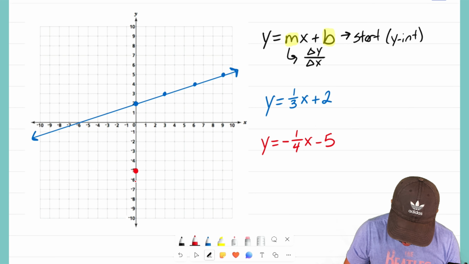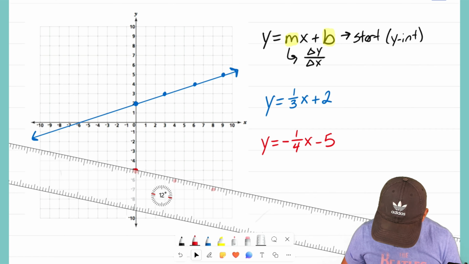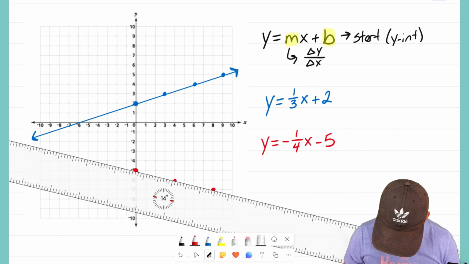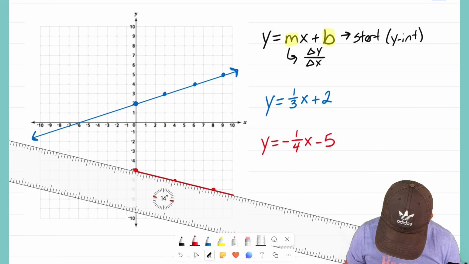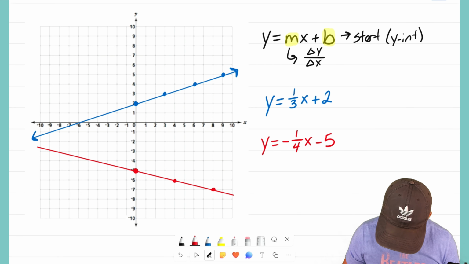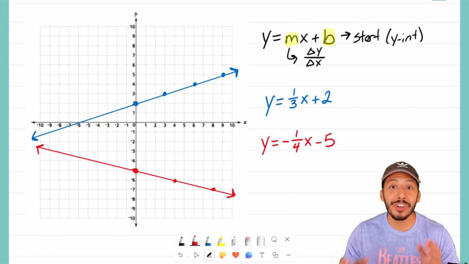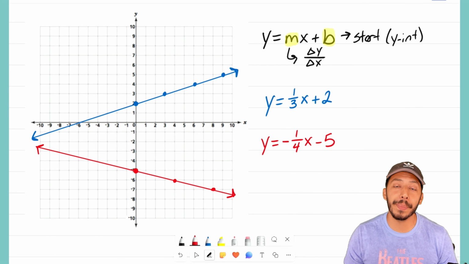Down 1, over 4, put a point. Down 1, over 4, put a point. Get that straight edge, line up those points, and you can use that straight edge to graph your red linear line. And look what we got going there: two lines graphed using y equals mx plus b.